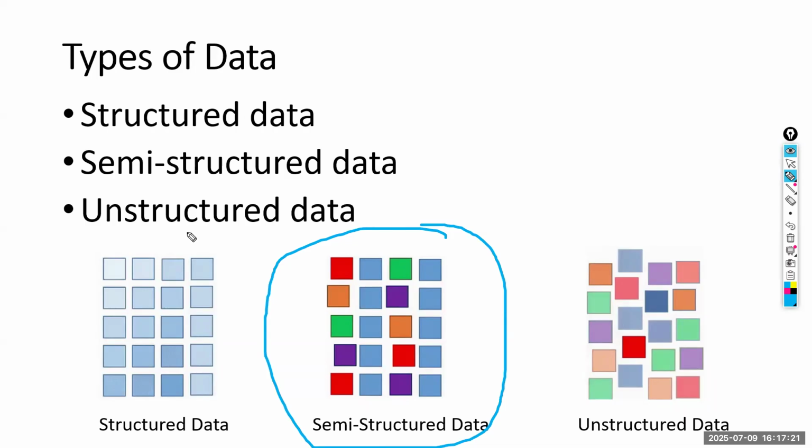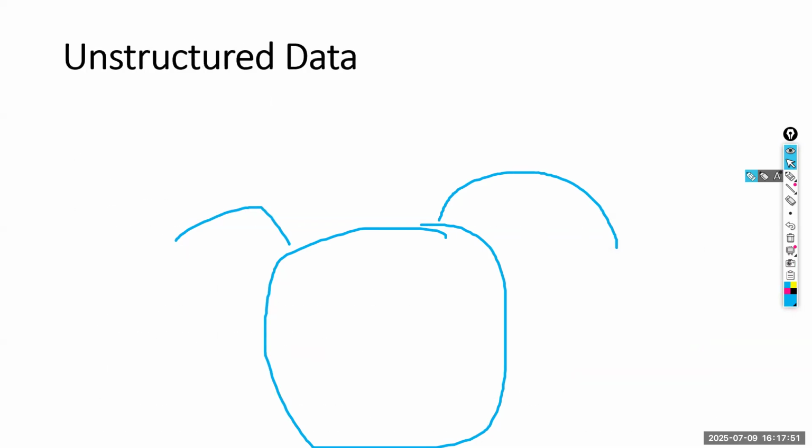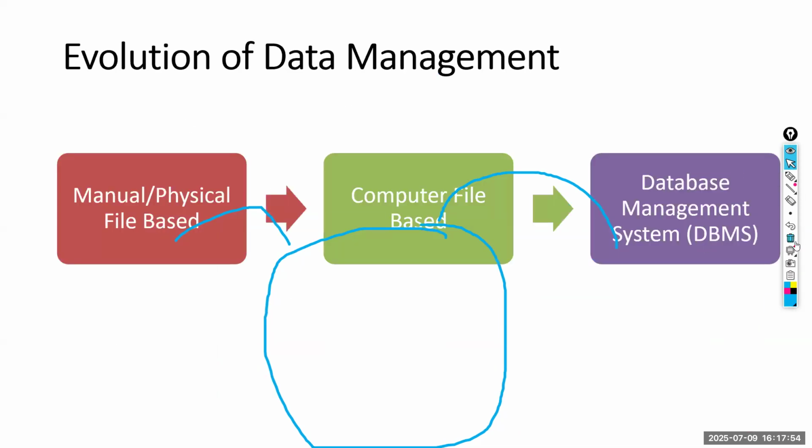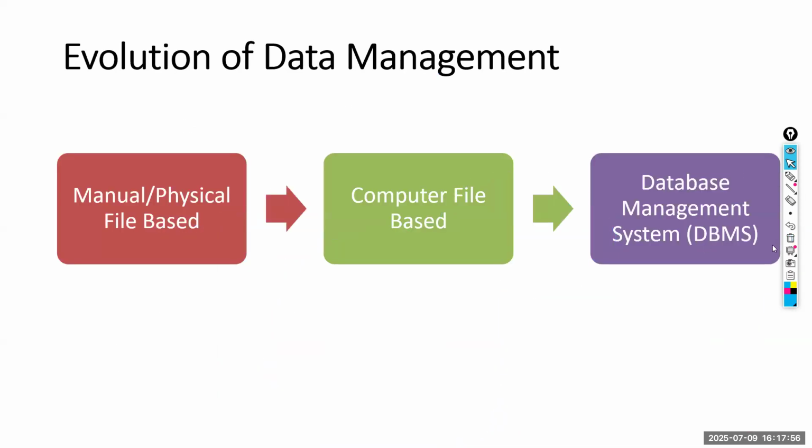Semi-structured data means it's not as structured as structured data. At the same time, it's not as unstructured as unstructured data. It's a bit in between, somewhat structured, but not well structured. So there are some technologies like JSON, special databases like NoSQL databases to support semi-structured data. Your syllabus refers to structured and unstructured.